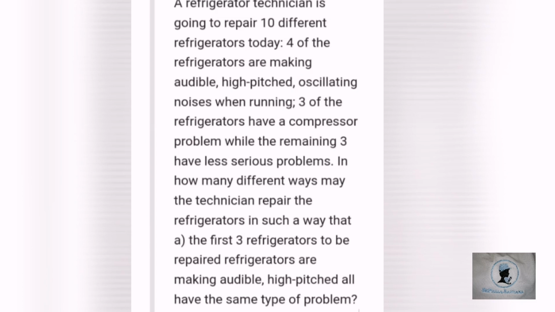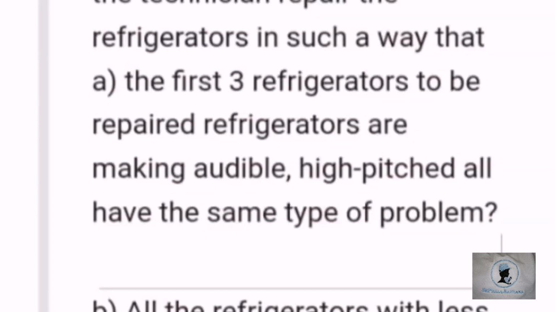Number 1 says the first 3 refrigerators to be repaired are making audible high-pitched, have the same type of problem. Okay, I'll take that as if the question is saying the first 3 refrigerators to be repaired are making audible high-pitched sounds.